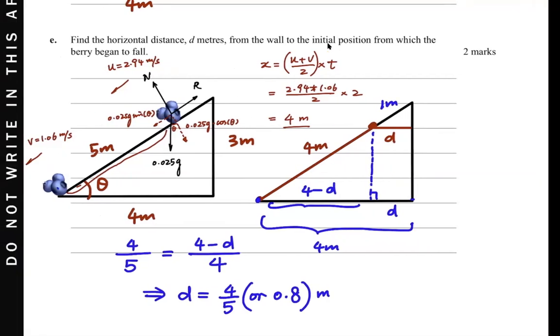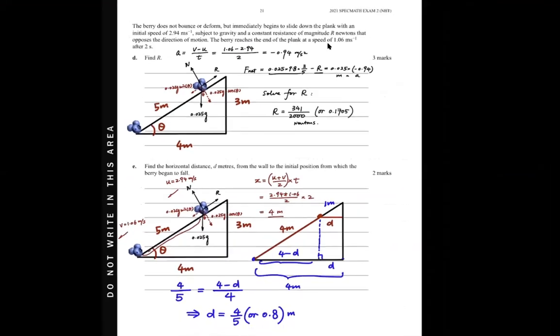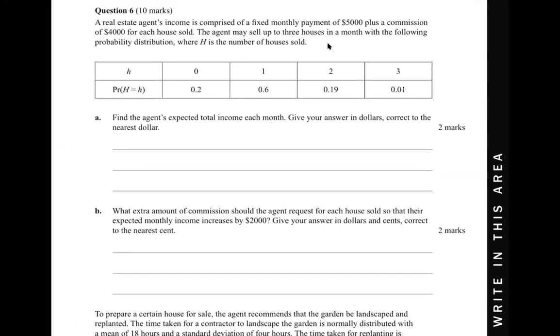Okay, now question 5 finished. Question 6. A real estate agent's income is comprised of a fixed monthly payment of $5,000 plus a commission of $4,000 for each house sold. The agent may sell up to 3 houses in a month with the following probability distribution, where H is the number of houses sold. Find the agent's expected total income each month. Give your answer in dollars correct to the nearest dollar.